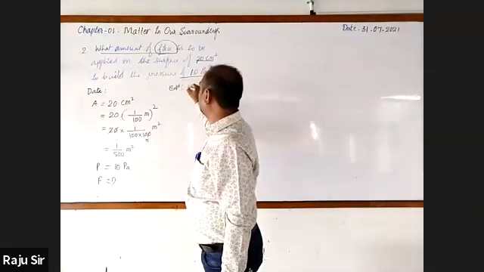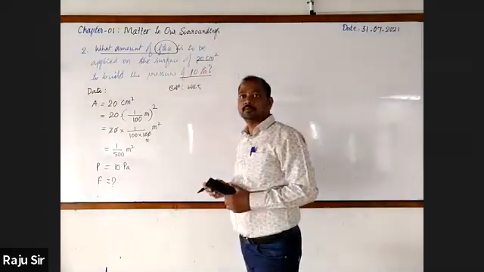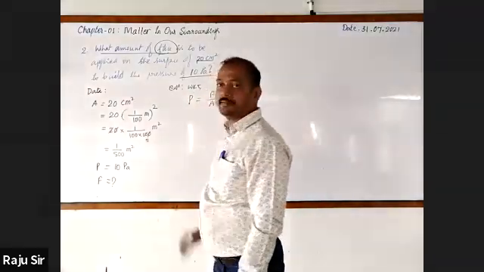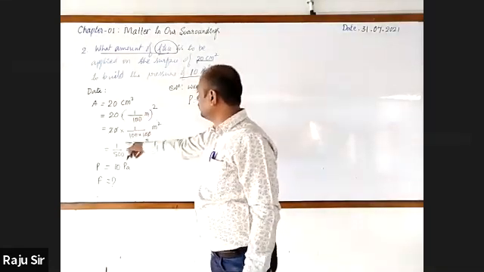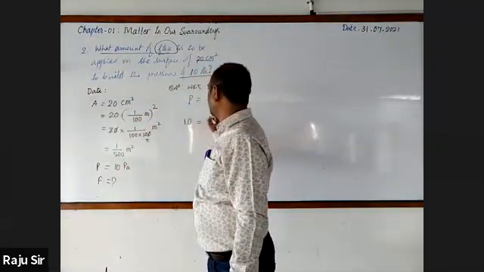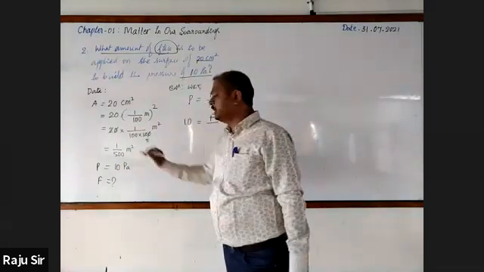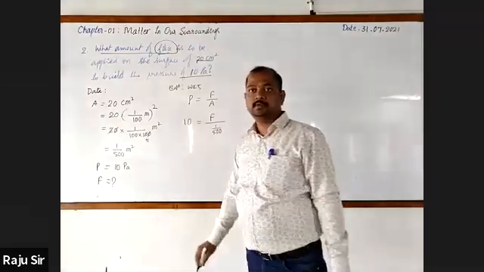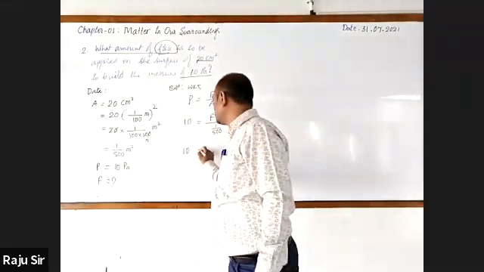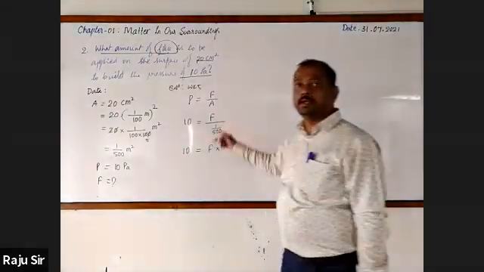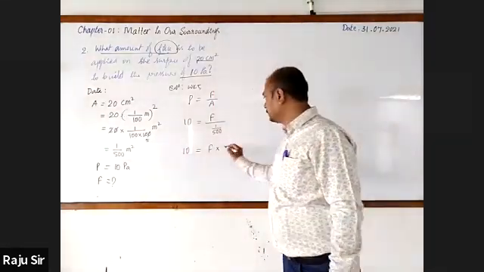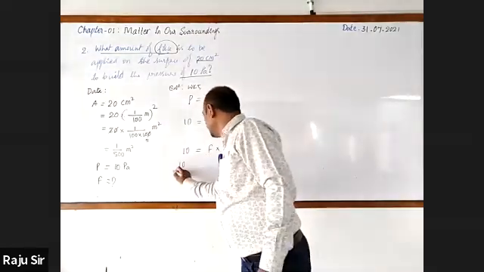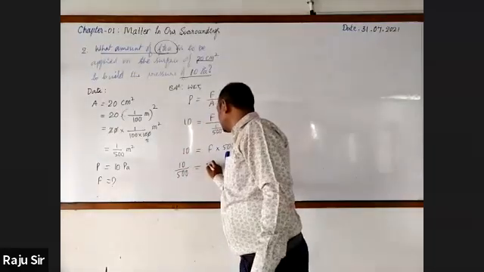Calculation part. We know that pressure is equal to force by area. Where pressure has been given, it is 10 Pascal. Force is unknown. Area is 1 by 500. This can be written as 10 is equal to F into, take the reciprocal, 500 by 1. Then 10 by 500 is equal to F.